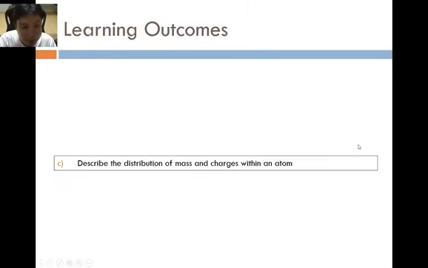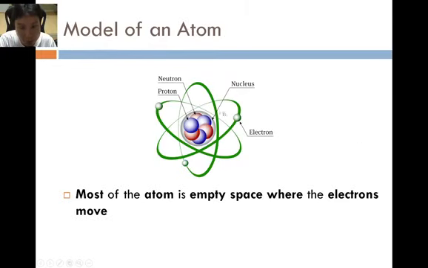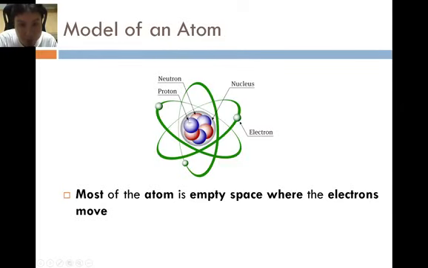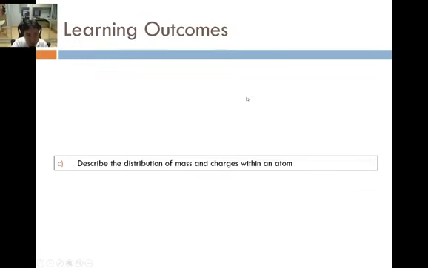Learning outcome C, describe the distribution of mass and charges within an atom. So the protons and neutrons are situated in the nucleus of the atom, and hence the majority of the mass is distributed only within the center of the atom, whereas for the charges, the nucleus is positively charged. That's where the protons reside, whereas the electrons revolve around the atom, and the negative charges are just revolving around the atom. So that's the answer to learning outcome C.